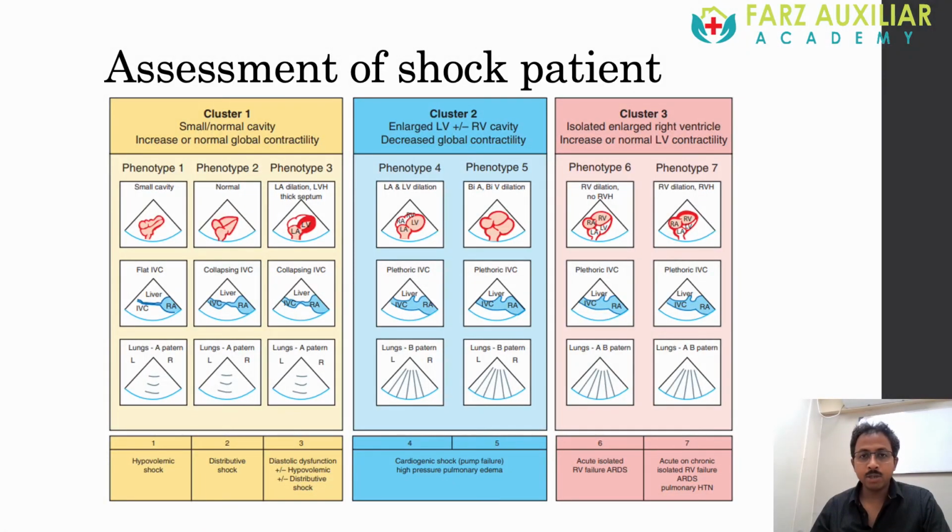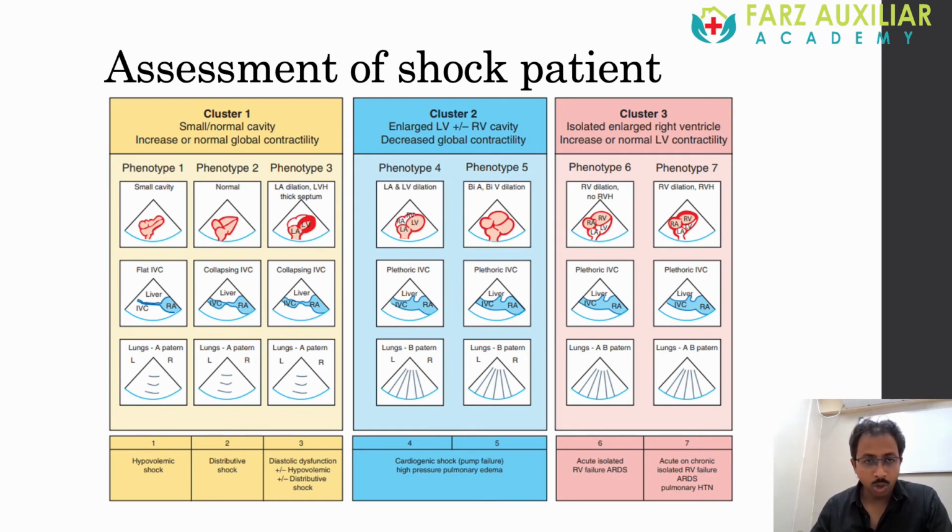Now coming to the assessment of the shock patient, this is the famous article from the anesthesiology literature, and they have divided the patient with shock into 3 clusters. I will go by this flowchart, and they have amalgamated echocardiography along with the lung ultrasound, the last third pictures. Okay, so let's start.